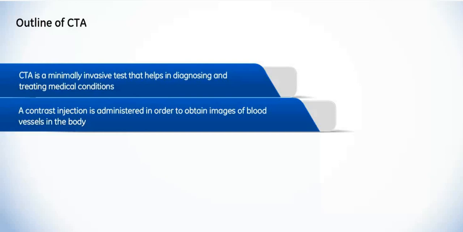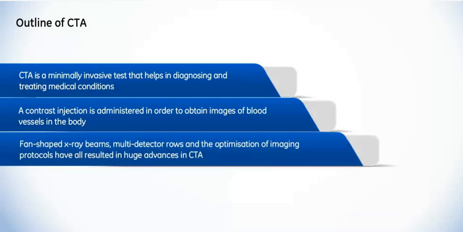The development of a fan-shaped X-ray beam and a multi-detector row CT has facilitated the imaging of a large volume of tissues in a short span of time. In addition to this, developments in iodinated contrast agents and optimal imaging protocols have led to a revolution in CTA imaging.